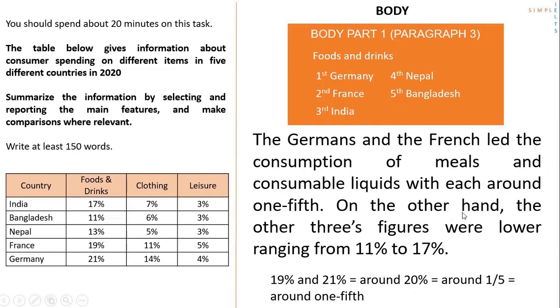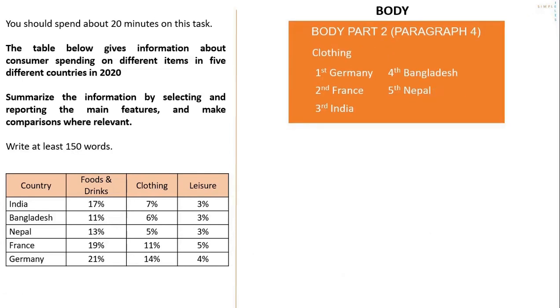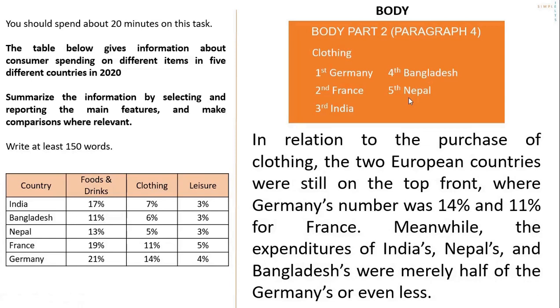On the other hand, the other three figures were lower, ranging from 11% to 17%. For India, Bangladesh, and Nepal, the figures are 17, 11, and 13. So we can say ranging from 11 to 17. Now let's talk about clothing. As you can see, number 1 belongs to Germany, number 2 is France, third India, fourth and fifth Nepal. So we can write, in relation to the purchase of clothing, the two European countries were still on the top front, where Germany's number was 14% and 11% for France.